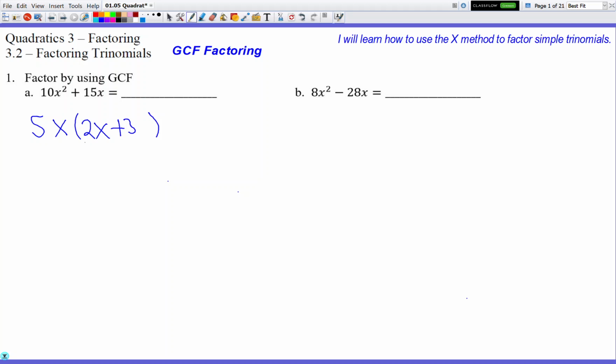All right, so let's move on to letter B. Same thing, we're going to make blank parentheses right off the bat, and we're going to try to figure out what number we can put outside.